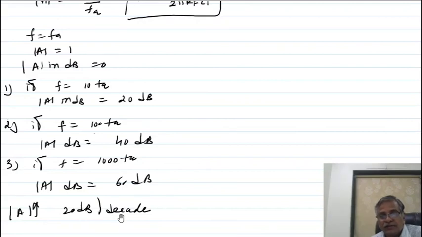Second problem is that at high frequency input impedance decreases according to the equation 1 upon omega C1. Impedance equation you know, 1 upon omega C. So as omega increases, 1 upon omega C decreases, so the circuit becomes very sensitive to high frequency noise. These two problems arise in a basic differentiator circuit.